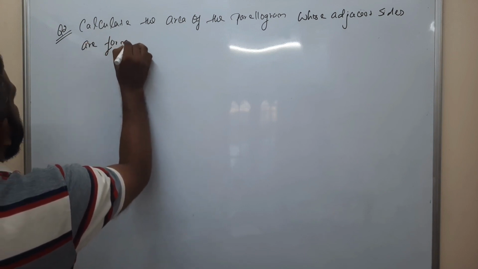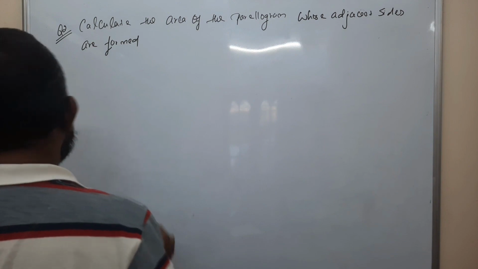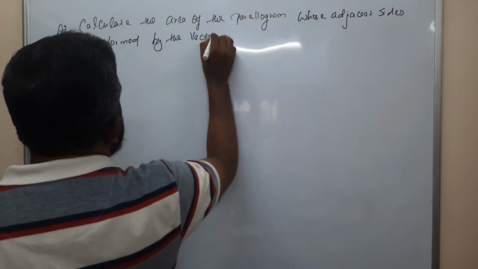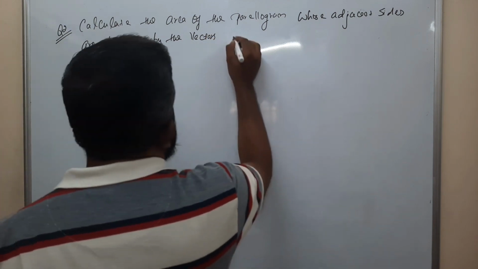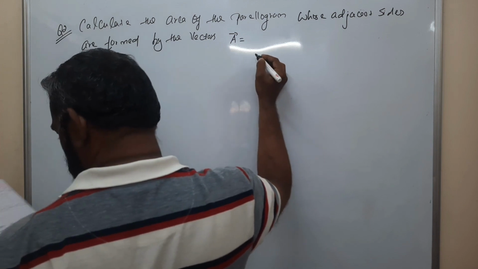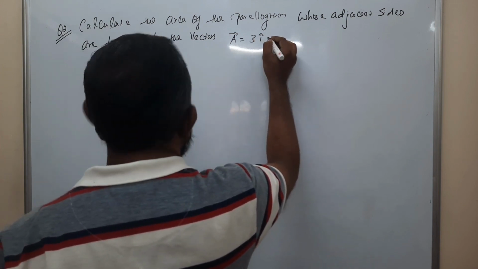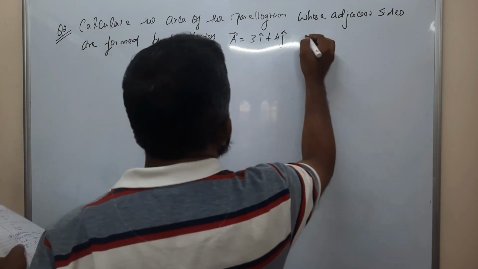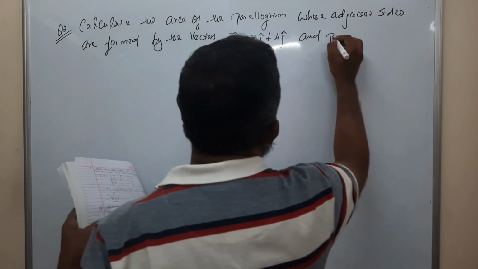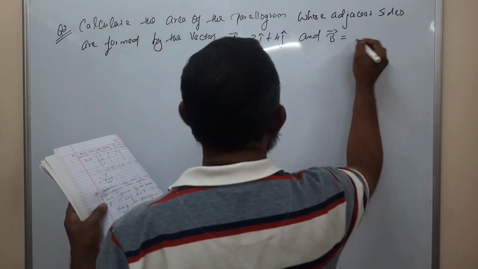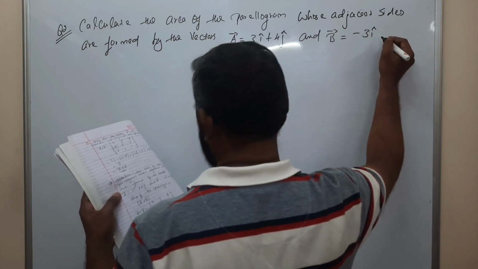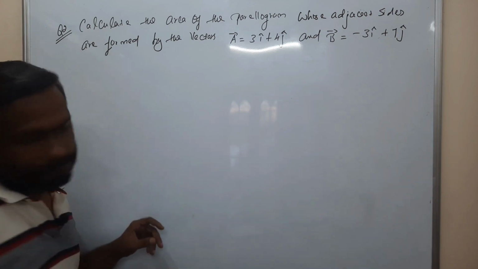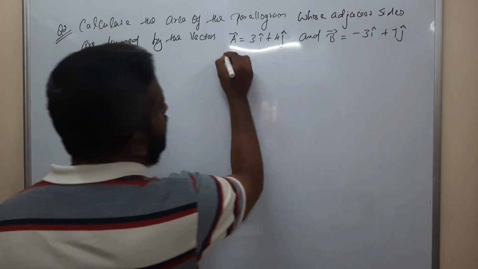Parallelogram whose adjacent sides are formed by the vectors. A vector is equal to 3i cap plus 4j cap and B vector is equal to minus 3i cap plus 7j cap. So we have to find the area of the parallelogram.